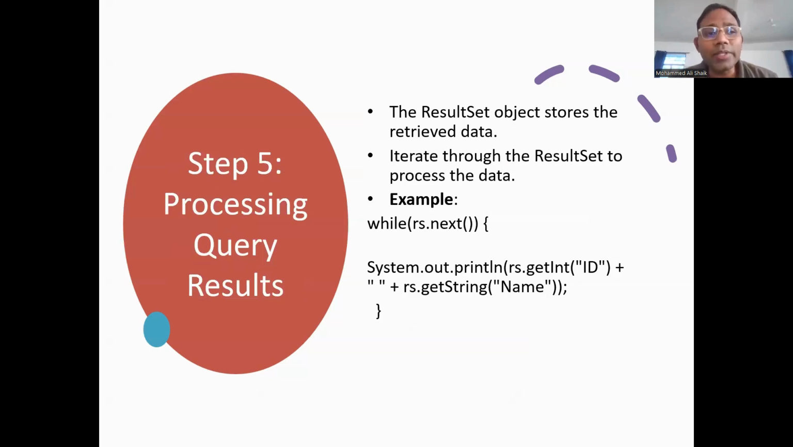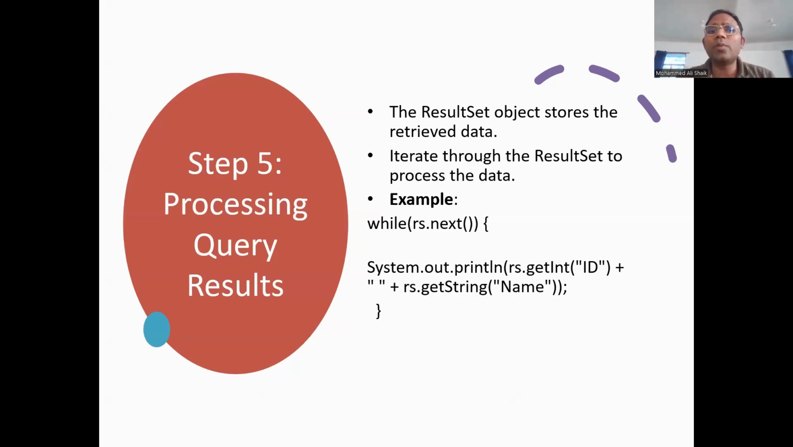So step 5, processing the query results. Once we get the results, which are placed in a tabular format in memory, it is called a result set. A result set is a buffer that holds all the results obtained from a database. That buffer, or result set, is available in memory. So the result set object stores the retrieved data. It is nothing but a buffer in memory.